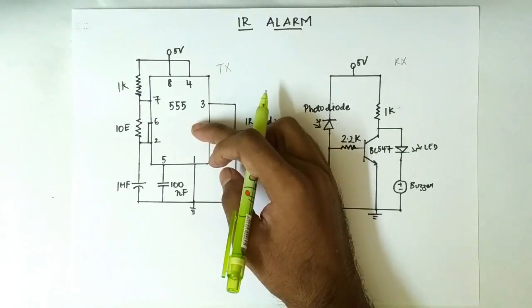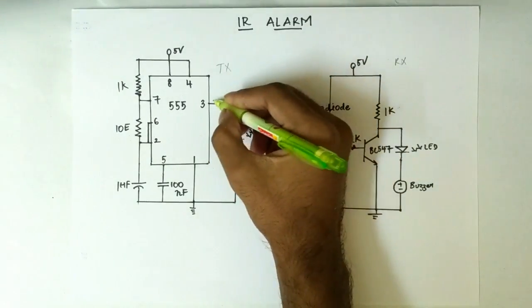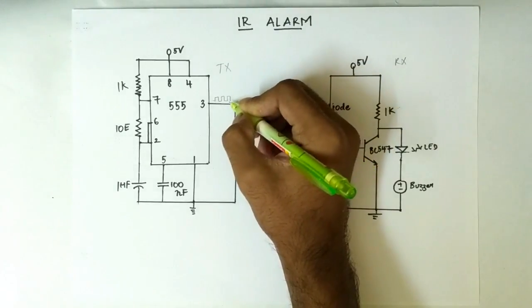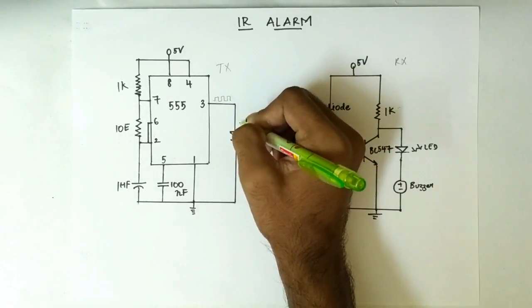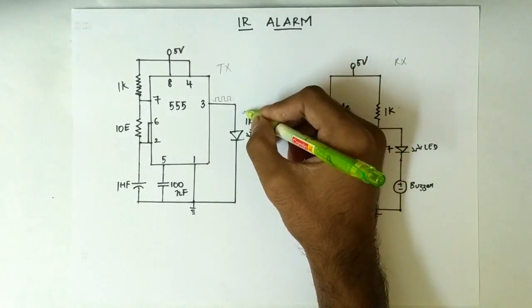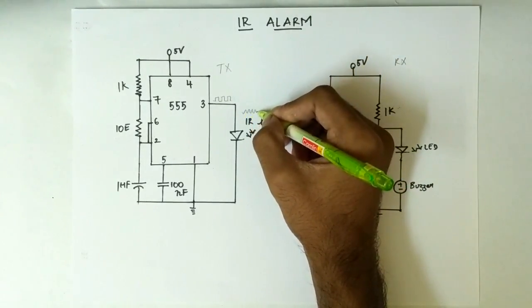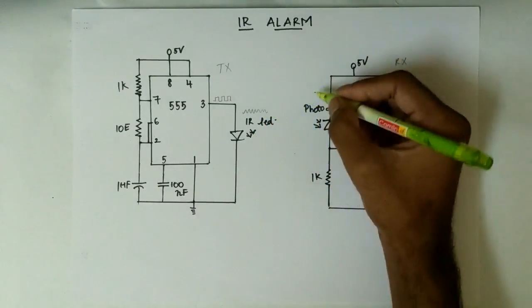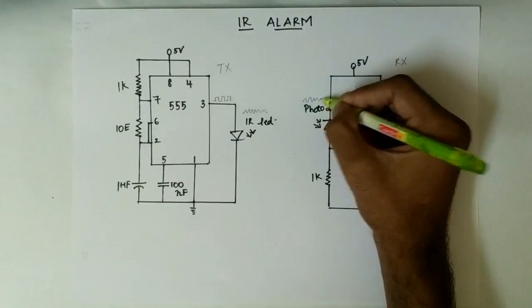We are using a 555 timer in the transmitter because we need to generate pulses with a certain frequency. These pulses are received by the IR LED in the high state. When these pulses are received by the IR LED, the IR LED starts to produce IR waves in the surroundings. These IR waves are received by the photodiode.